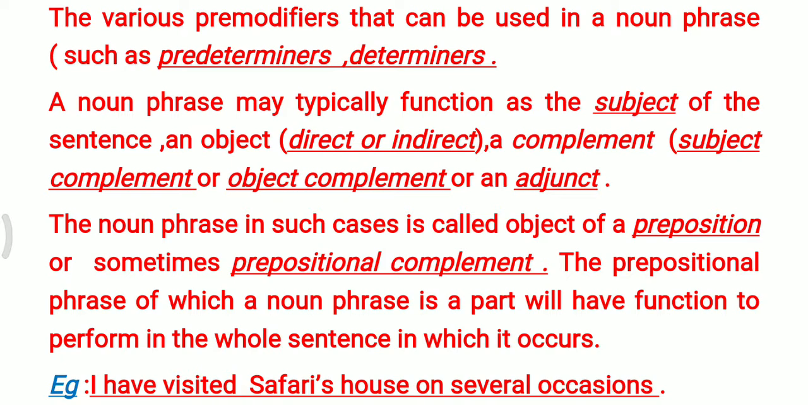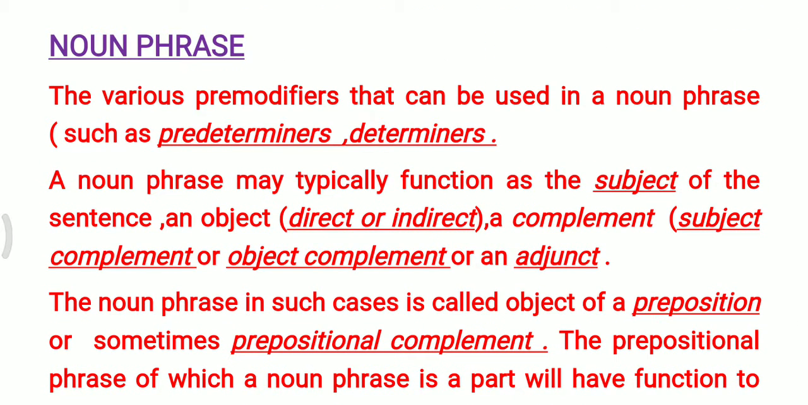I visited Safari's house on several occasions. Here, the noun phrase several occasions is the object of the preposition on, while the prepositional phrase on several occasions is an adjunct in the sentence. Okay friends, have you understood my words?